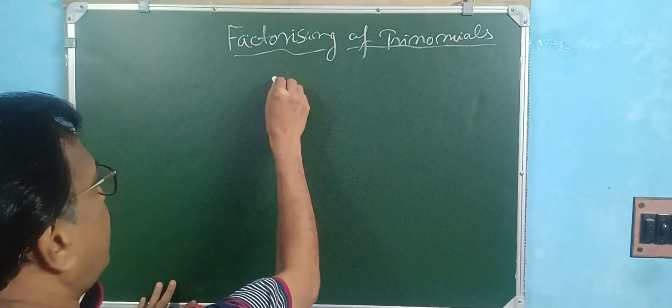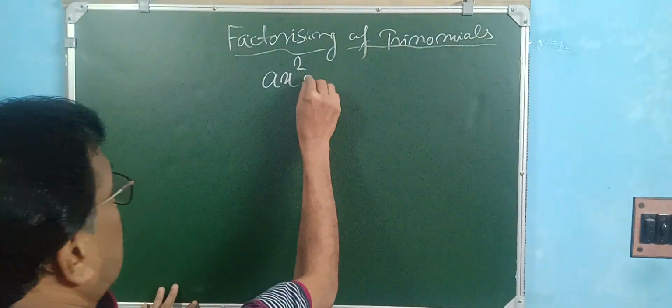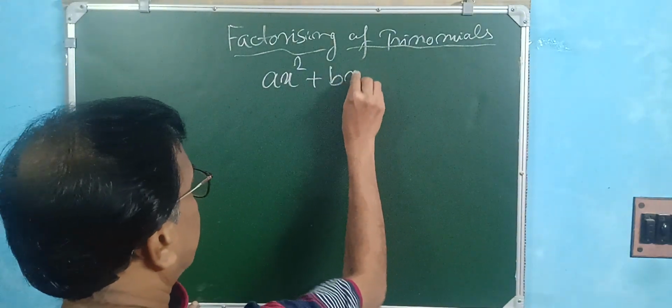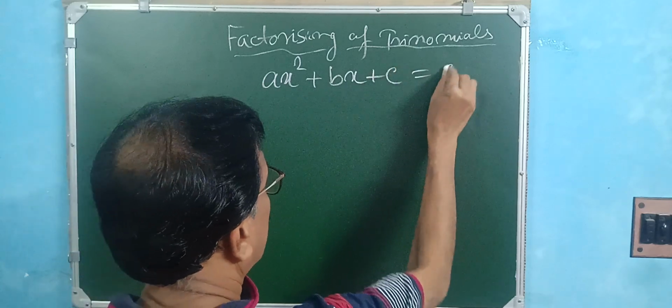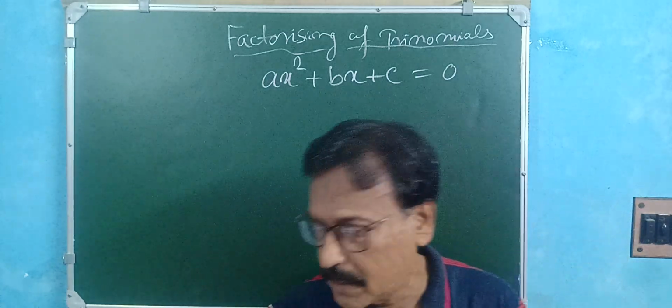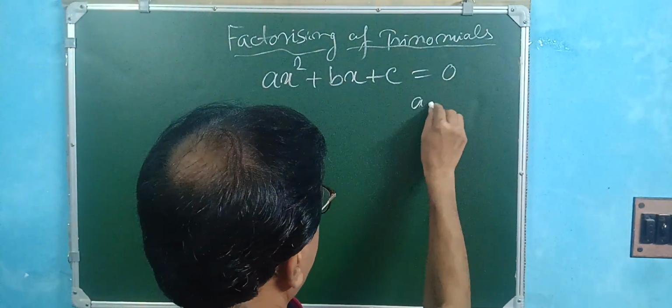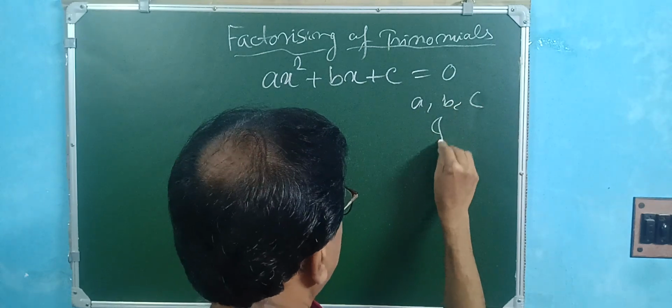Okay, suppose ax square plus bx plus c is equal to 0. So you have to factorize this. Factorize means you always know the multiple relation. Here a, b, c are integers.